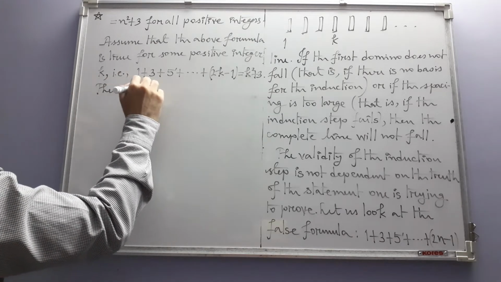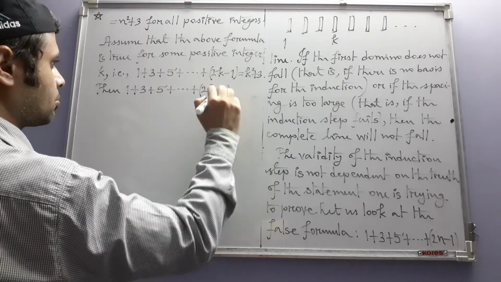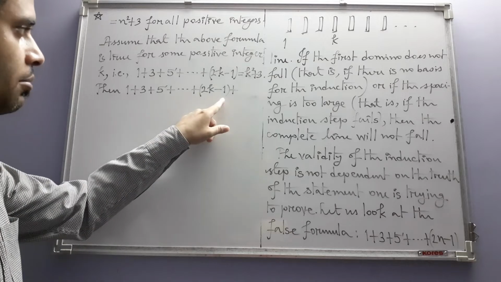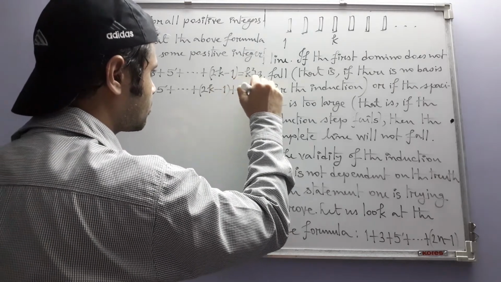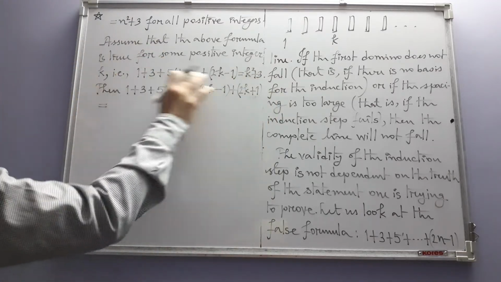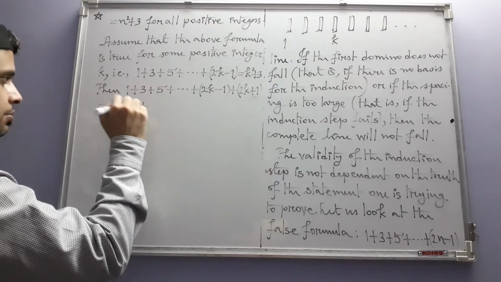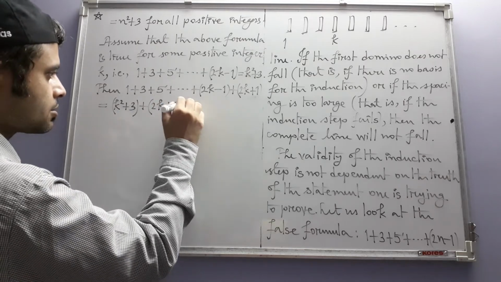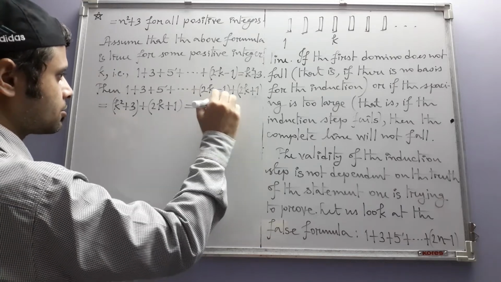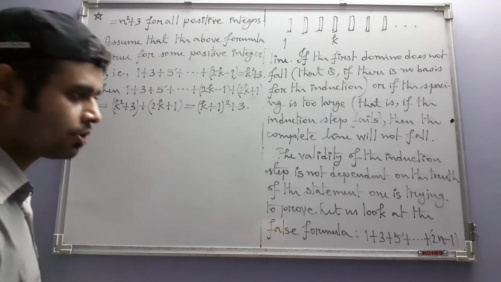Then what is the next odd integer? After 2k minus 1, the next integer is 2k, which is even. After that 2k plus 1. So this is equal to, using this assumption, k square plus 3 plus 2k plus 1. But this k square plus 2k plus 1 gives us k plus 1 whole square plus 3. So you see that this induction step actually works out. Okay. However, the formula itself is false.